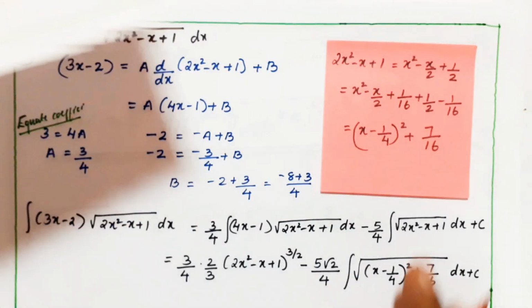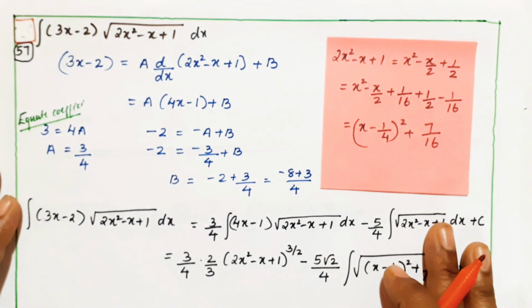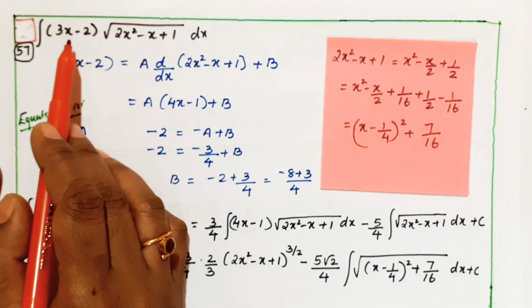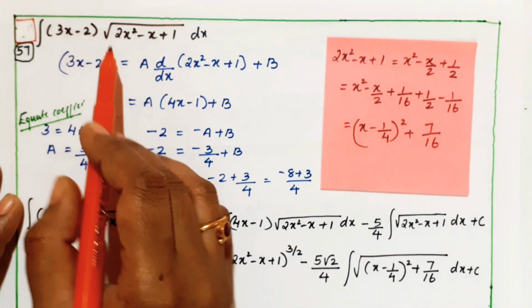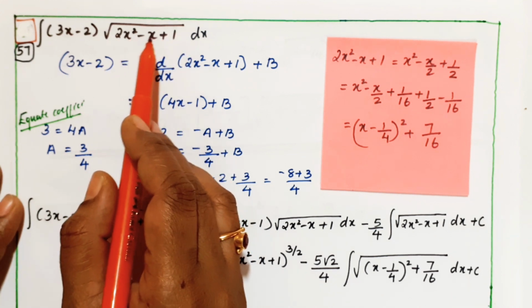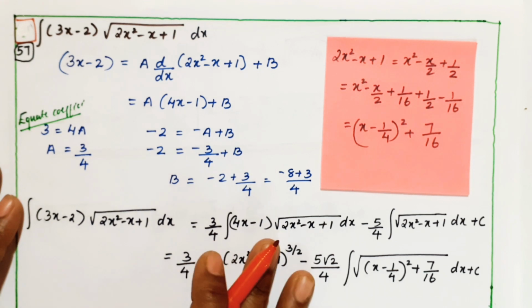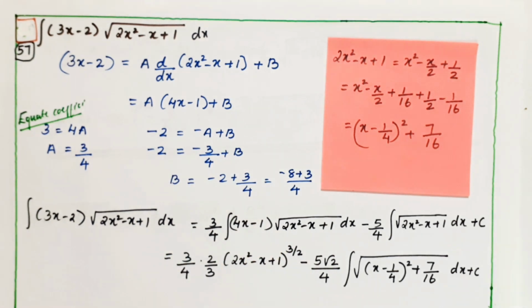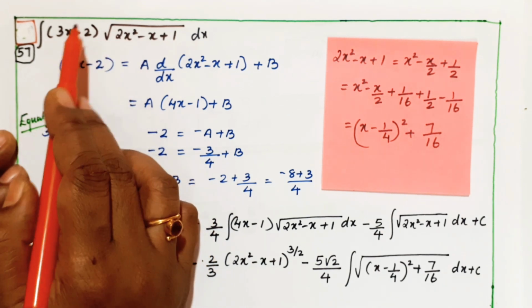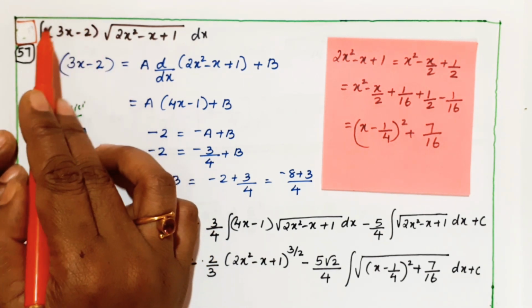We will do it in the same form. Integral of 3x minus 2 into root over 2x square minus x plus 1 dx. Here also, I am going to do it in the same form. Now, you see how I did. I am taking these as two terms.